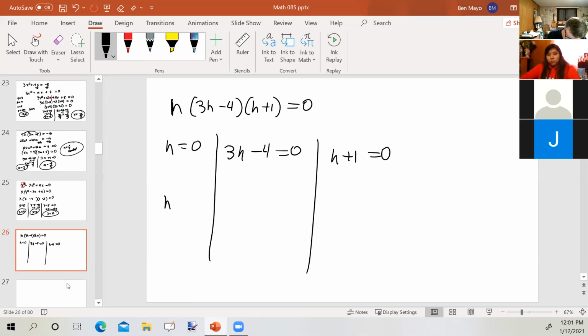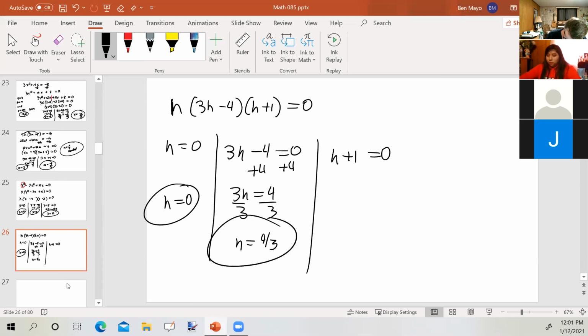So if h is 0, there's one solution. 3h minus 4 equals 0. We'll add 4 to both sides. 3h equals 4. Divide both sides by 3. h equals 4/3. h plus 1 equals 0. Subtract 1 from both sides. h equals -1.